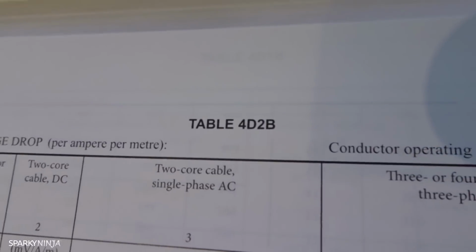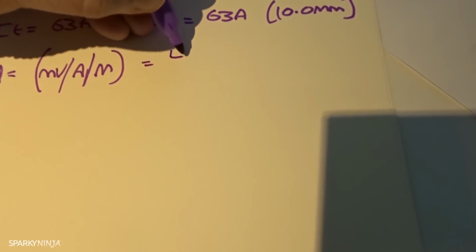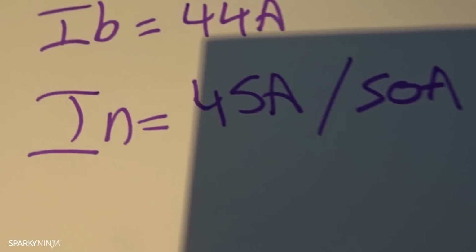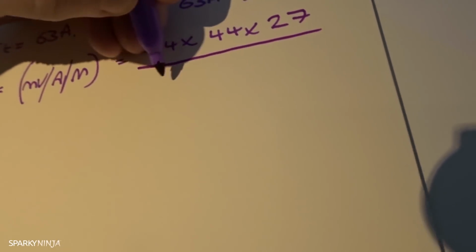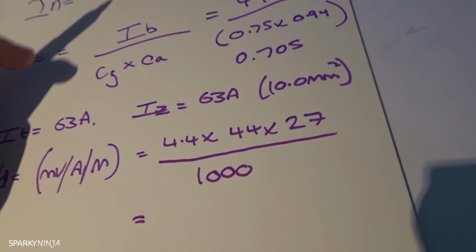Okay. If we look at the table 4D2A, there's a table on the next page of 4D2B. And in there we want 2-core single phase cable. So column 3. And we go down to our 10 mil. 4.4. So it equals 4.4 millivolts per amp. 44 per meter length, 27 over 1,000. The over 1,000 is to get us a volts value instead of a millivolts value.